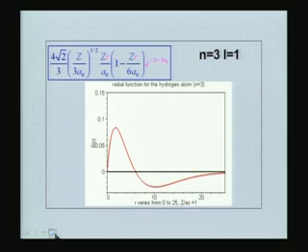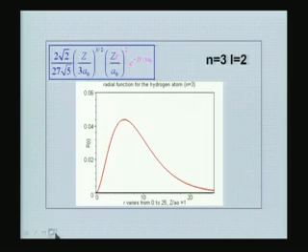Let me just do the 2 other cases quickly and then conclude the lecture. For n equal to 3, L equal to 1, it is easy to see from the functional form, r into 1 minus zr by 6a0 times e to the minus zr by 3a0, that this has only one root and it starts from 0. It reaches a maximum, goes to 0 when 1 minus zr by 6a0 is 0, and then it becomes negative, and goes to 0 for very large values.